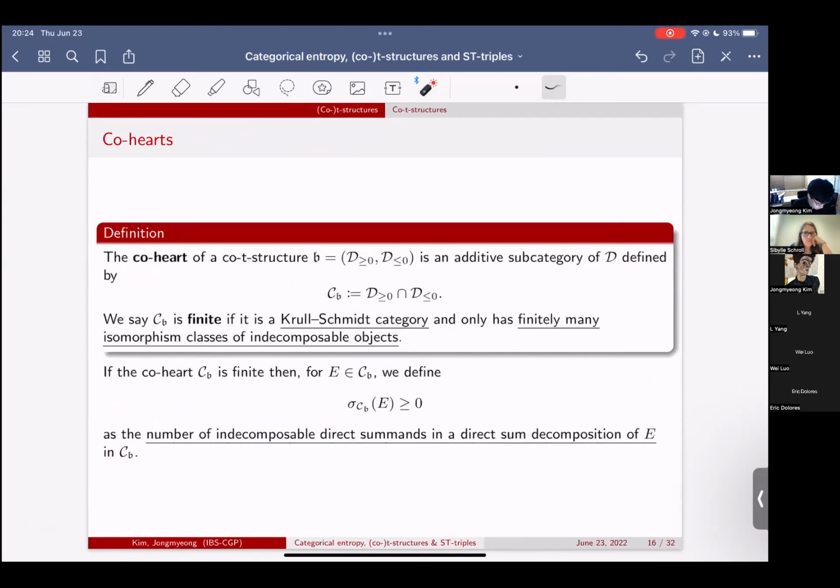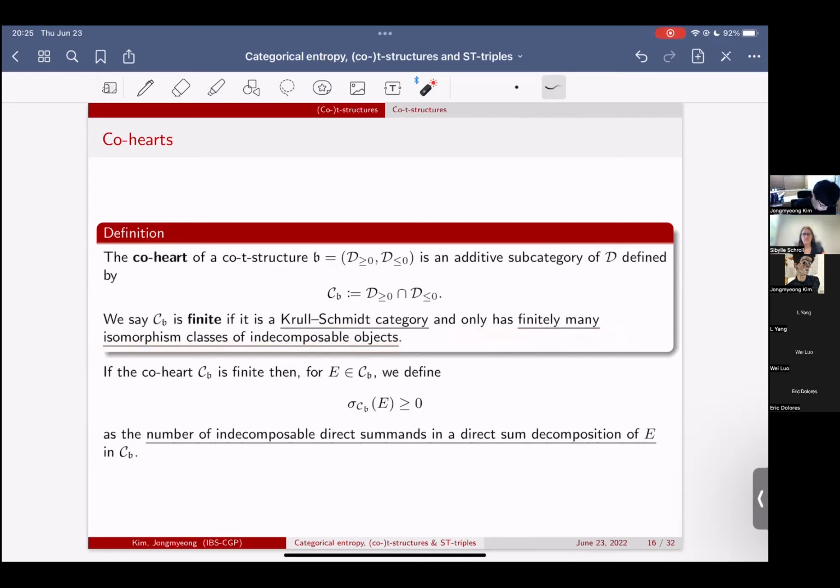And we define cohort as the intersection of dx0 and dx0. And in this case, unlike the case of T structure, this is not an abelian category anymore, and it is just an additive category. And in this case, we say the cohort is finite if it is a correlation category and only has finitely many isomorphism classes of indecomposable objects.